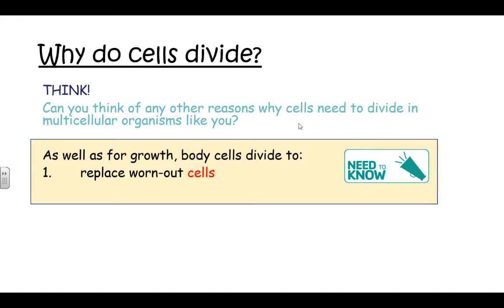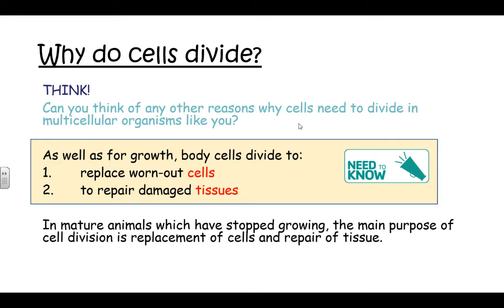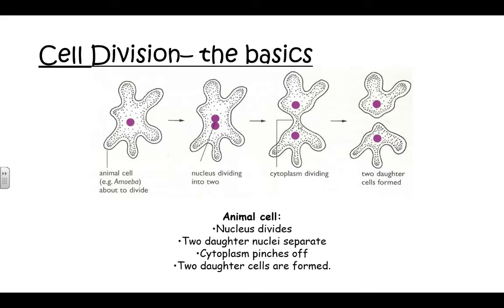Cells have a limited lifetime. After a while, they start making mistakes, they start getting damaged. And as a whole, the tissues and organs and systems of your body, they get damaged, they get old, they need replaced. Something like every 7 years, every cell in your body is replaced. In mature animals that have stopped growing, like myself, the main purpose of cell division is replacing cells and repairing tissues.